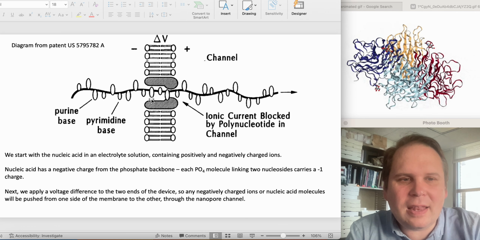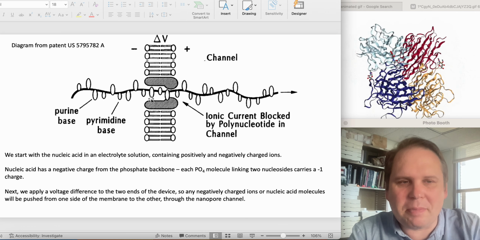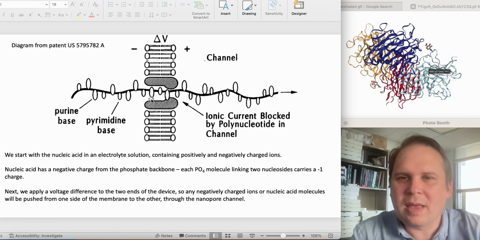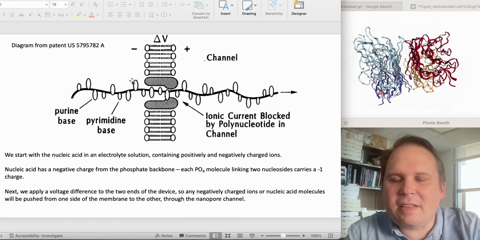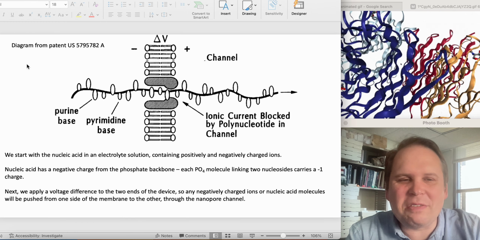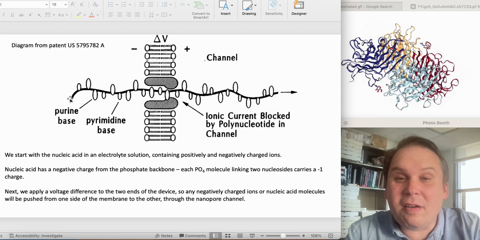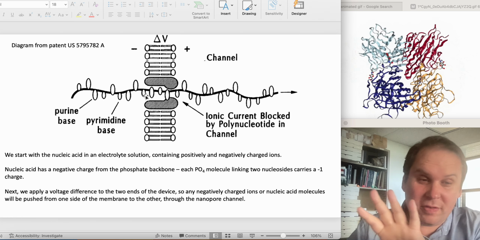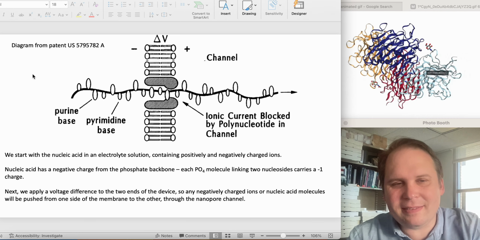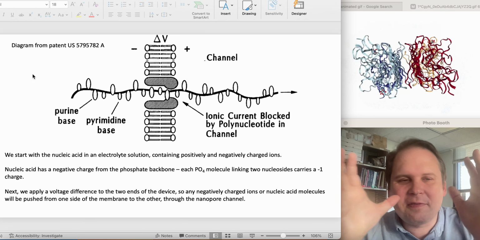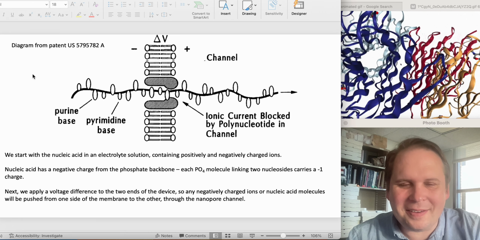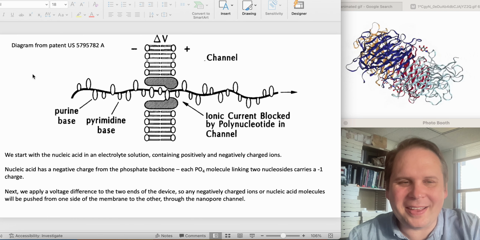So the DNA has a negative charge on its backbone. RNA does too. You can sequence RNA directly with these techniques. But there's going to be a lot of other little minus charges. So think little chloride ions, something like that, or OH minuses. And they're all going to be pushed in the same direction as the DNA. But as the DNA goes through this very narrow part, it's going to block the flow of the other ions.